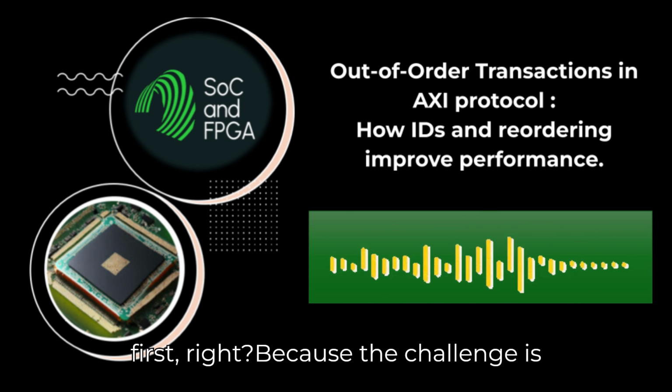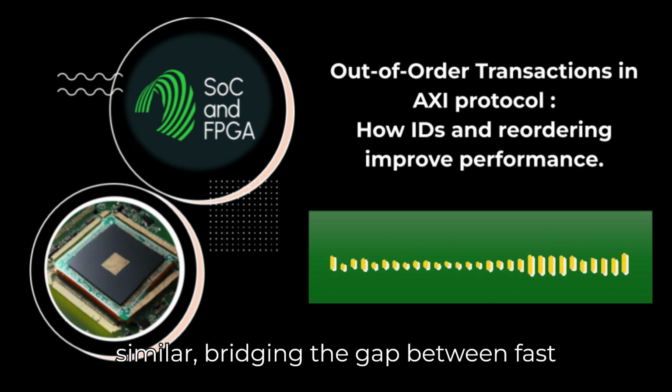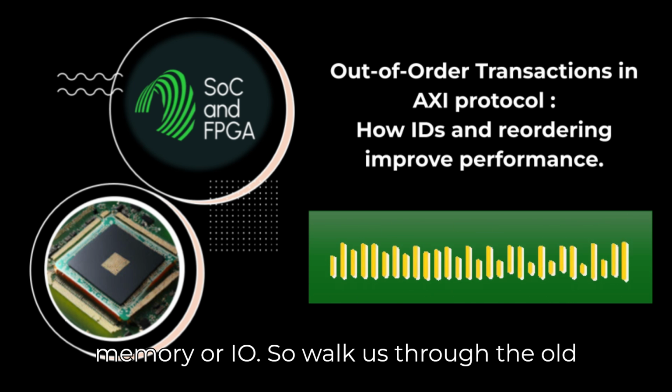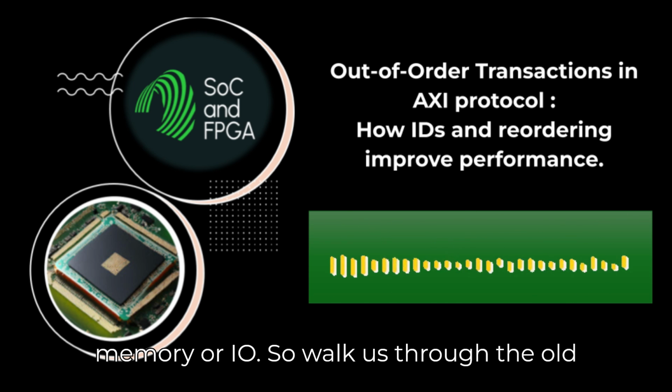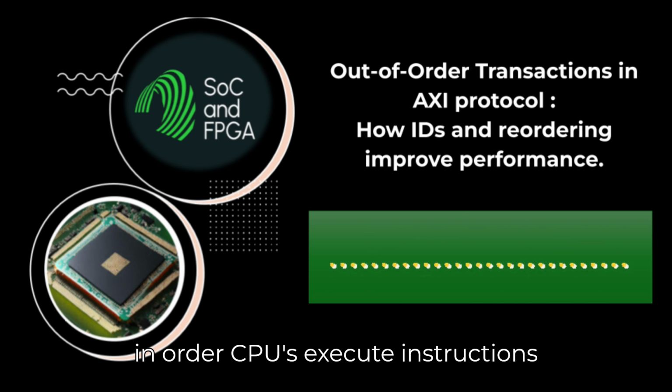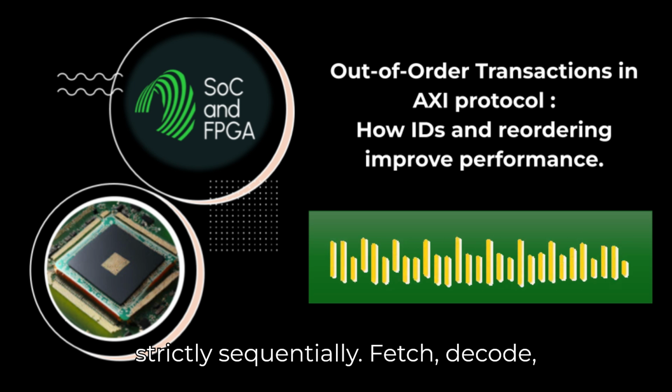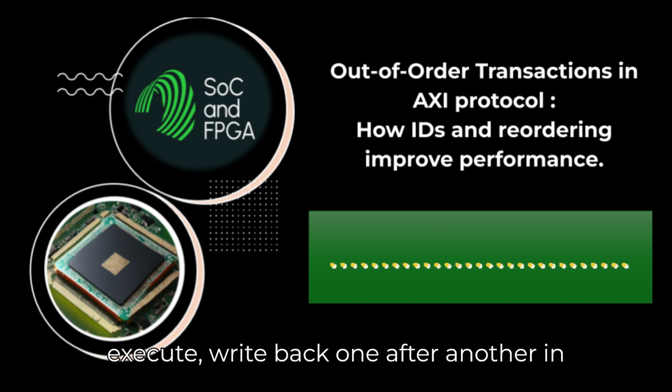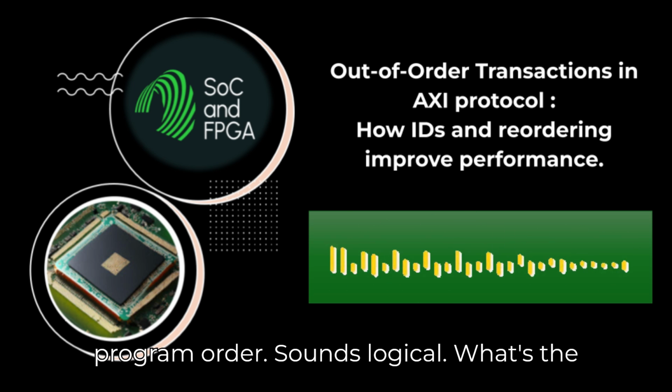Right, because the challenge is similar, bridging the gap between fast processing units and relatively slow memory or I/O. So walk us through the old way. In-order processors. Okay, traditional in-order CPUs execute instructions strictly sequentially. Fetch, decode, execute, write back, one after another, in program order. Sounds logical. What's the problem?